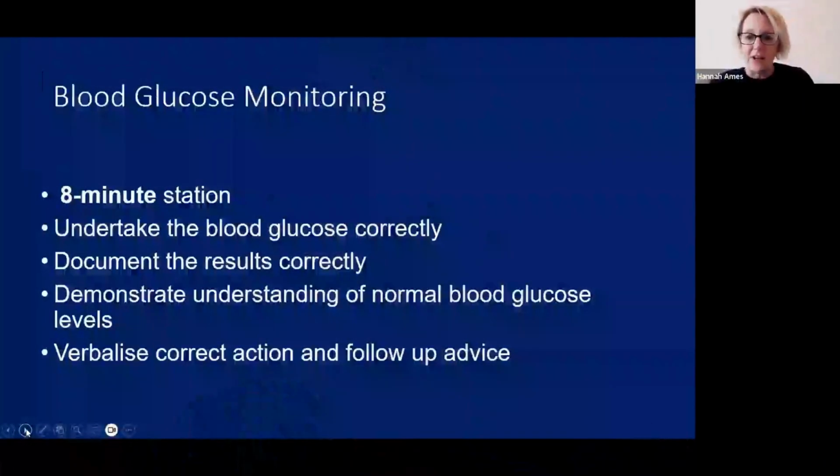In relation to your NMC OSCE, this is an 8-minute station, and you basically just have to take in the blood glucose correctly. You need to document your results correctly on the sheet provided. You need to demonstrate your understanding of what normal blood glucose levels should be, and you need to verbalise and demonstrate your nursing knowledge and your follow-up actions and advice depending on what your blood glucose result is in your station.